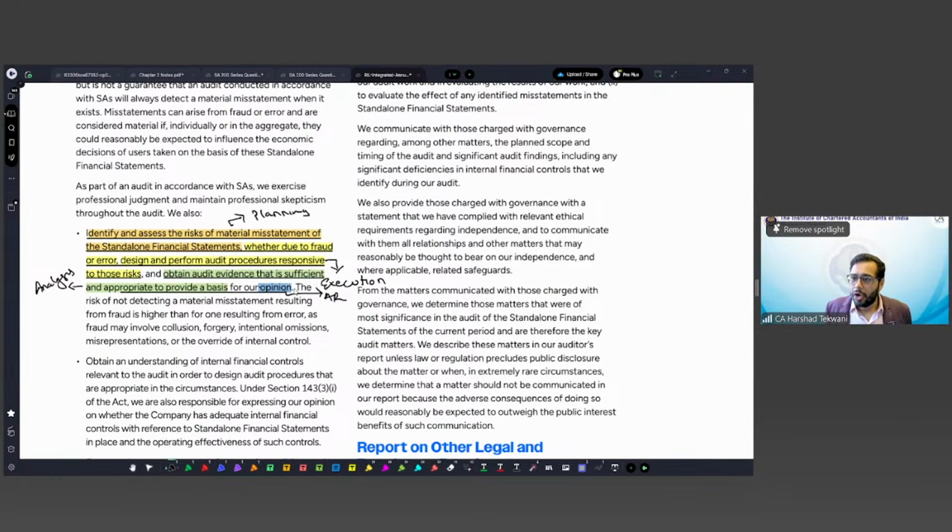So they are talking about the auditor's responsibility to plan, to analyze, to execute, and to issue the audit report. That is what we are talking about, because that is the auditor's objective also. Throughout the audit we will understand, plus that is the responsibility of the auditor also.